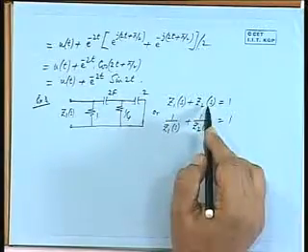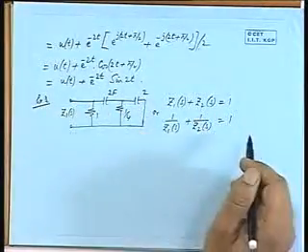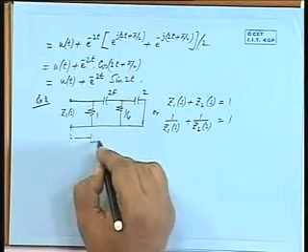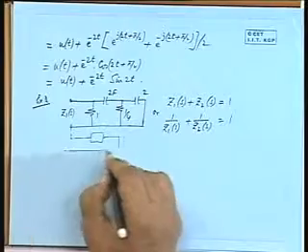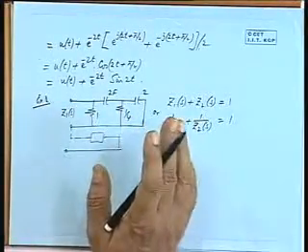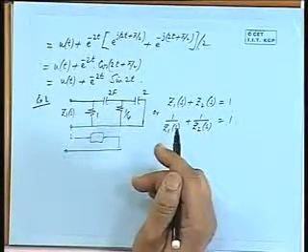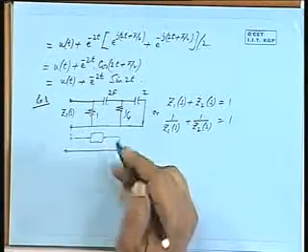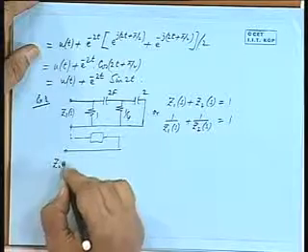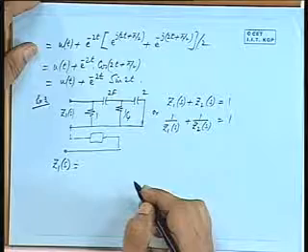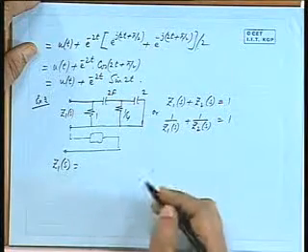Is it possible to find out another network Z2S such that if I put this Z2S in series with this, I should get 1 ohm? It may or may not be possible. Or in parallel with this, I should get 1 ohm. So first of all, let us find out Z1S. Okay. What will Z1S be like? Could you tell me?